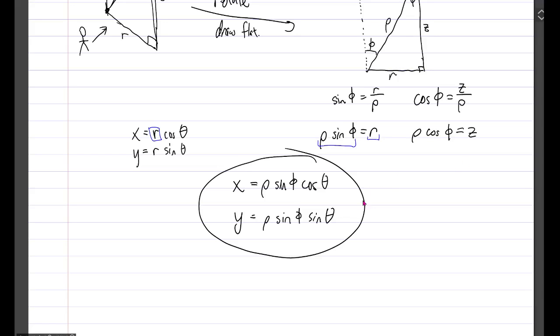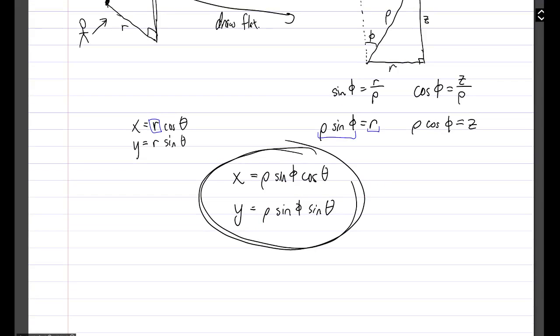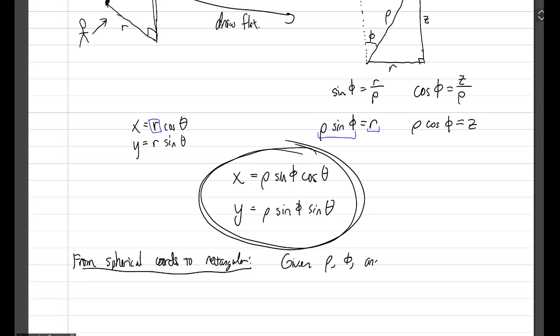So based on what we just got right here, if we now summarize something, so we went through all the work, but from spherical coordinates to rectangular coordinates, here are some formulas. Now we've come up with all the pieces. That is, let's say you're given the value of rho and phi and theta. Okay, somebody gives you rho, phi, theta.